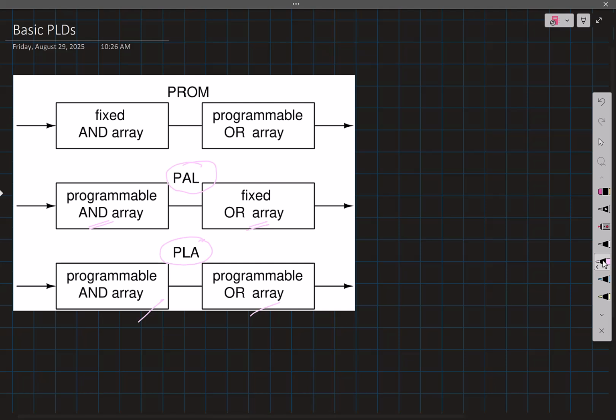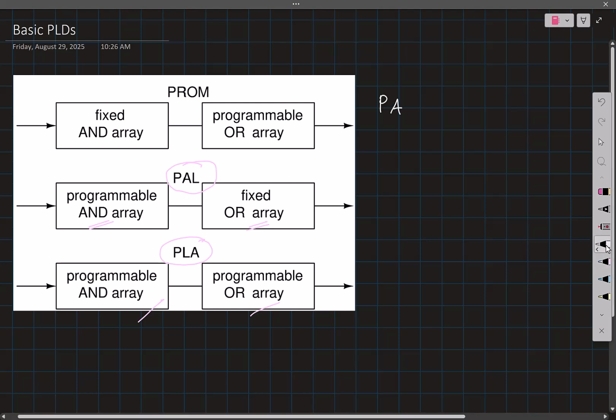Any guesses on why it is called PAL and PLA? PAL stands for Programmable Array Logic and PLA is Programmable Logic Array. Why do you think this naming convention came up?